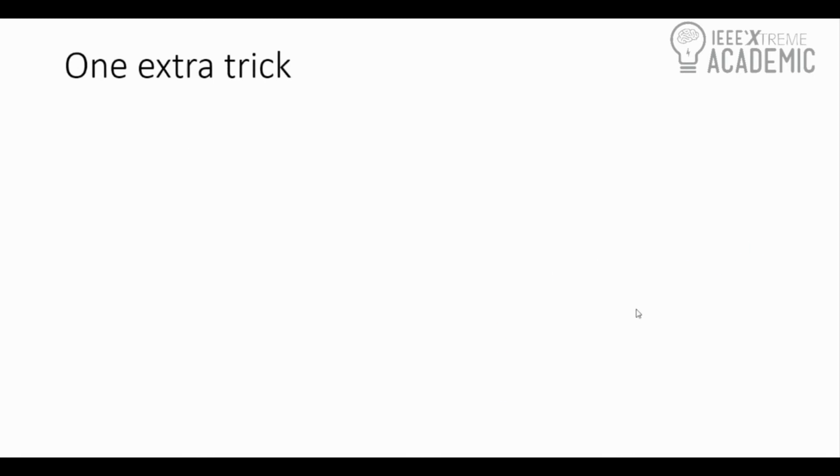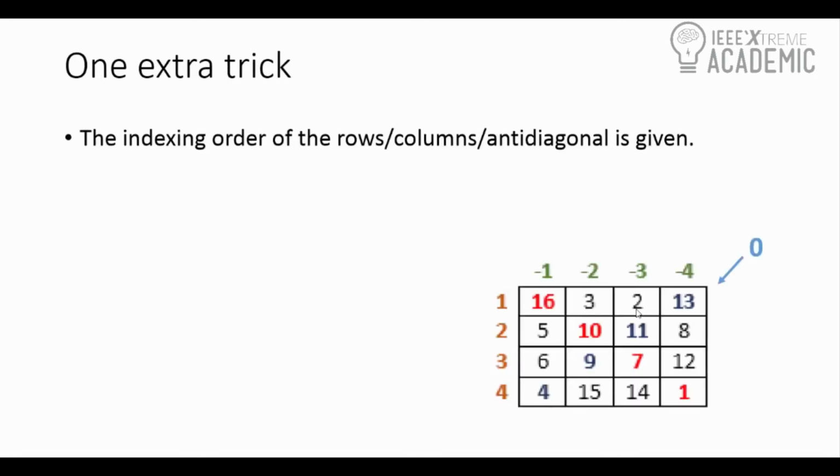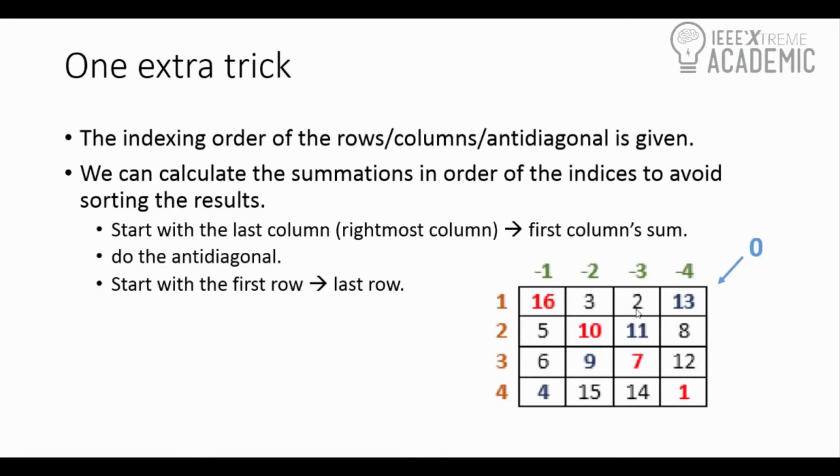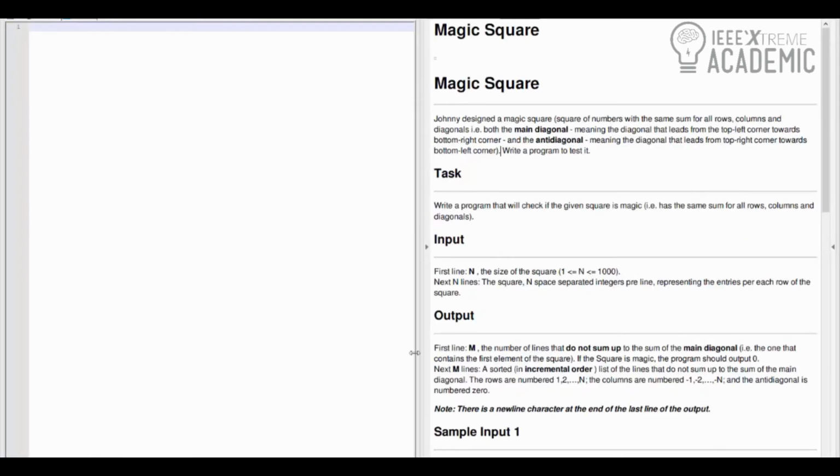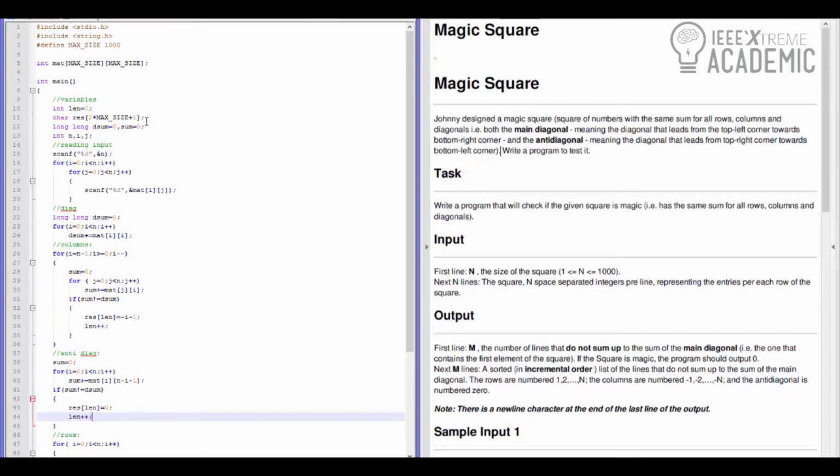And one last trick is that instead of sorting the output, if we calculate the sums in sorted order, we can skip the sorting. To do that, we start with the last column and calculate the sums one by one all the way back to the first one. Then we do the anti-diagonal, and then all of the rows. That way, all of the sums that do not match the main diagonal are kept in sorted fashion. To keep them, we can use a list or an array that keeps track of its length. Now let me give you a sample source code that does the job in C.